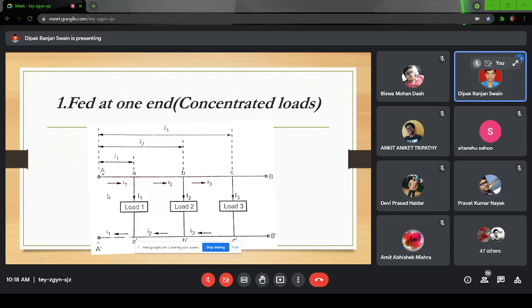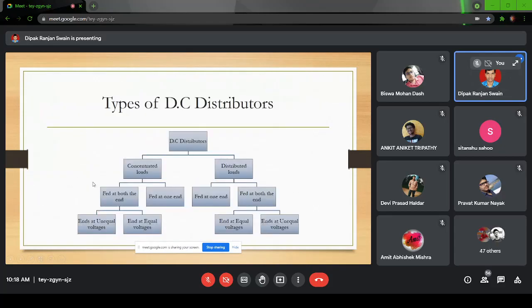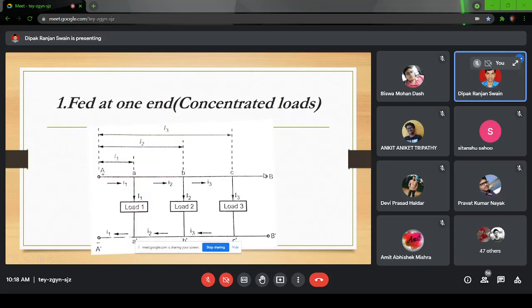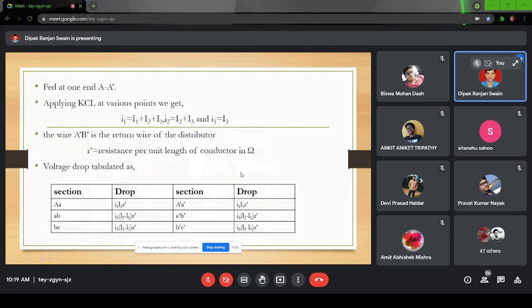To get rid of that, we have another type. See here, concentrated loads. This is known as fed at one end. The example I have given you is the feeder fed at one end. The other solution is feeding at both ends. So when you are feeding at both ends, then obviously this point C, maybe the diagram will be there.